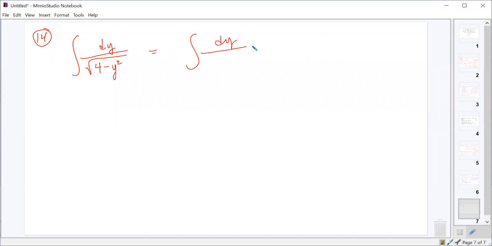So we're going to write this as dy over the square root of 4 times 1 minus y squared over 4. And I just factored the 4 out of the 4 and out of the y squared. And so now this is just a square root of 4, which is just a 2 if I pull it out. So I have a 2 in the denominator. 2 in the denominator could be pulled out as a 1/2. And then I've got dy over the square root of 1 minus, and y squared over 4 is just y over 2 squared.